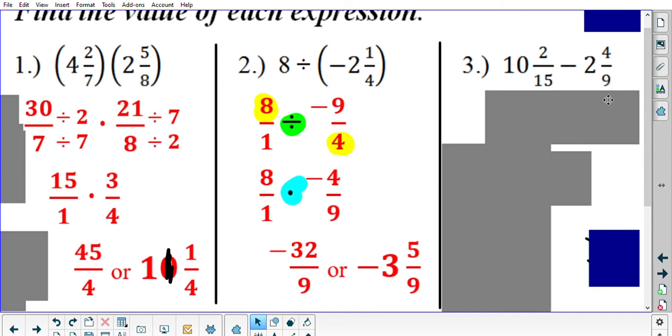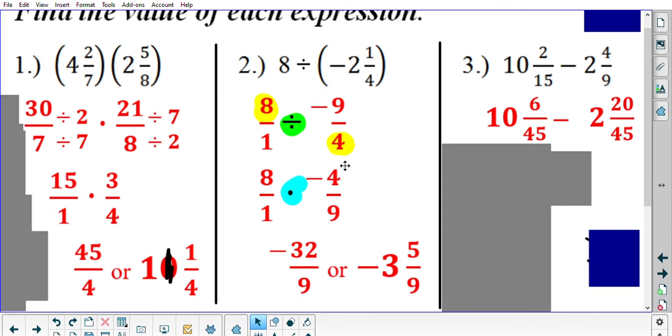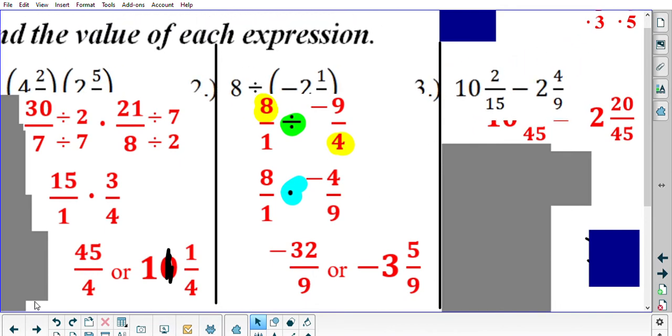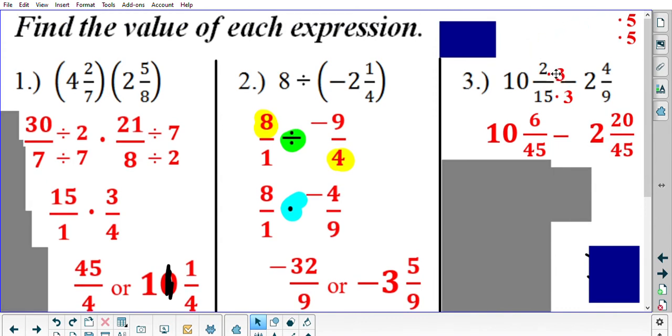All right, problem number 3. We are subtracting. And so we have to find the lowest common denominator, which was 45. Now, how did I figure out that the numerator of the first fraction was going to become 6? Because I asked myself, what times 15 was 45? And that would have been 3. So I take 15 times 3, and I also take the 2 times 3. 2 times 3 gives me 6.